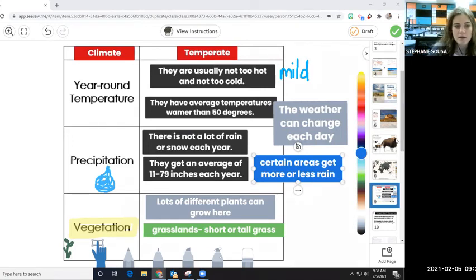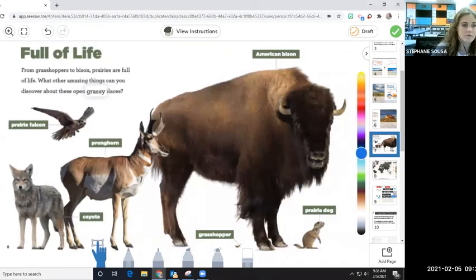Okay. Let's go ahead and finish up by reading slides 7 and 8 and seeing if we can find any more information that we want to include. Okay, let's take a look at slides 7 and 8. Slide 7 says full of life. From grasshoppers, look at that tiny thing, to bison, prairies are full of life. What other amazing things can you discover about these open, grassy places? Here are other animals that it is common to see in temperate climates.